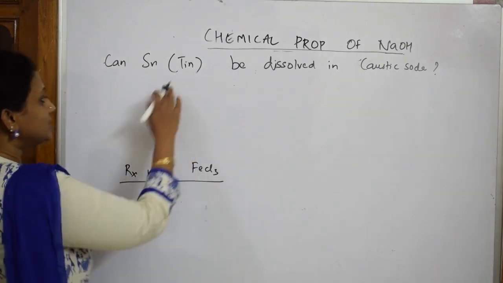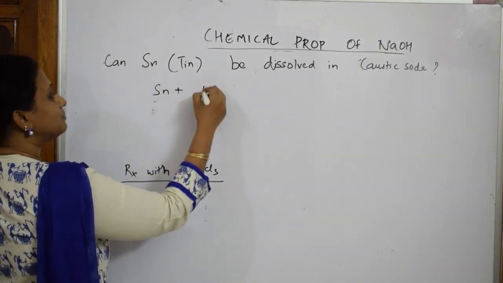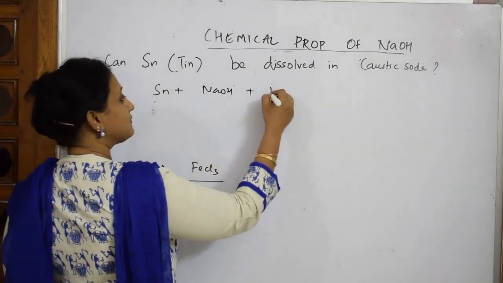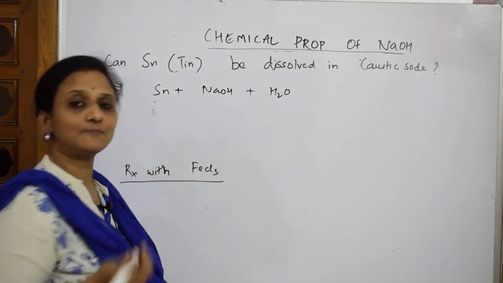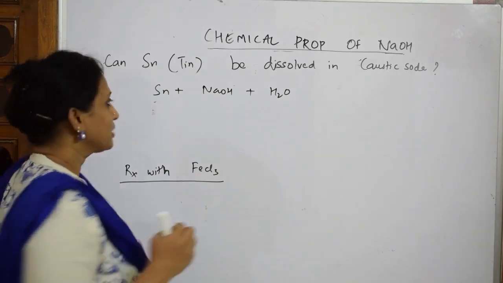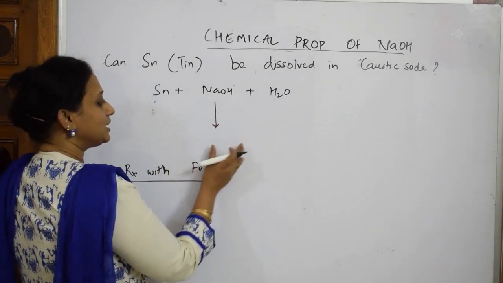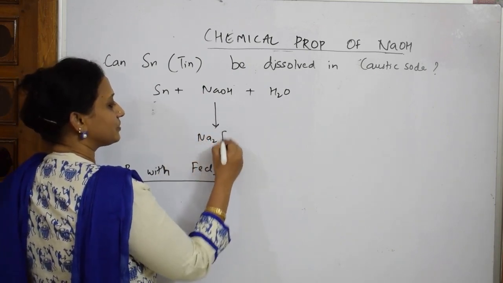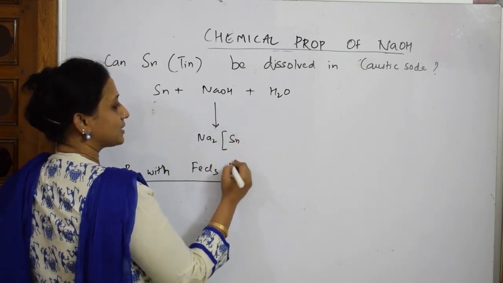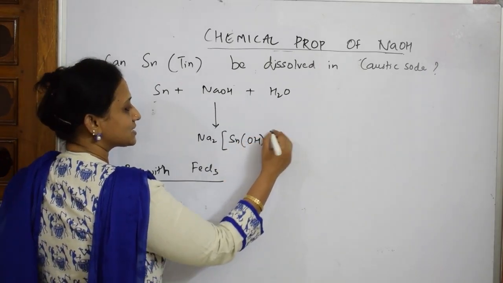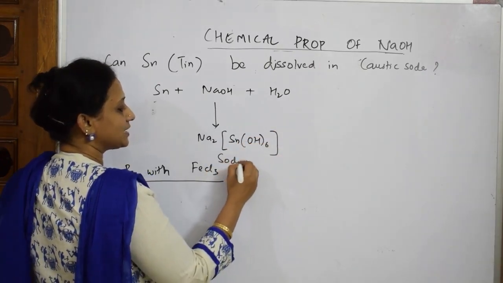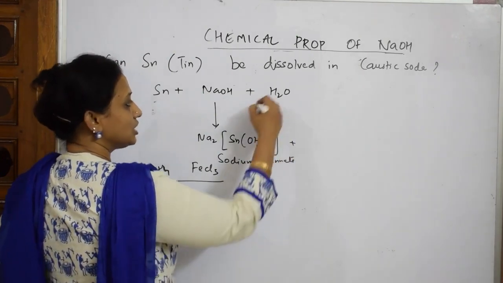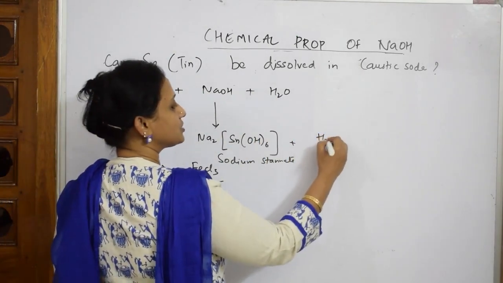Let's see. Suppose I take tin, Sn, and combine it with sodium hydroxide. The important thing here is that you need to have this whole thing dissolved in water, an aqueous solution. Now these two are going to combine and form two important products. The first product is Na2[Sn(OH)6]. This is called sodium stannate. Along with this, you're also going to get hydrogen gas.